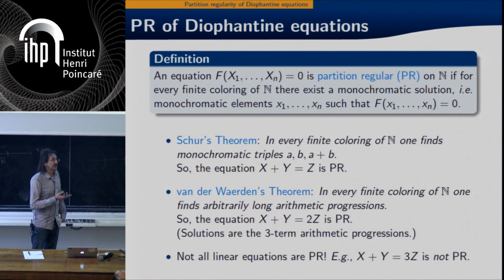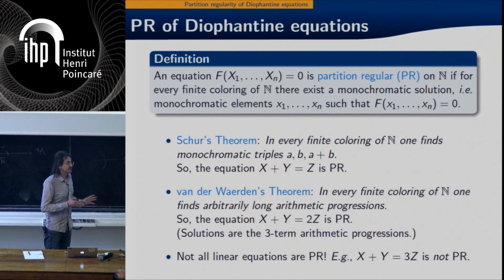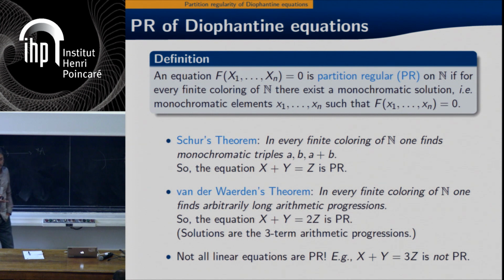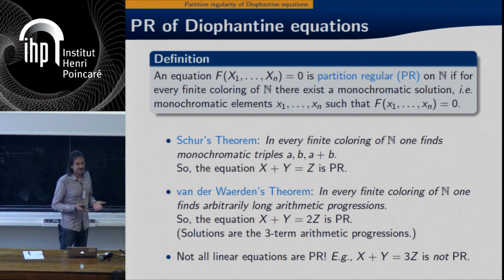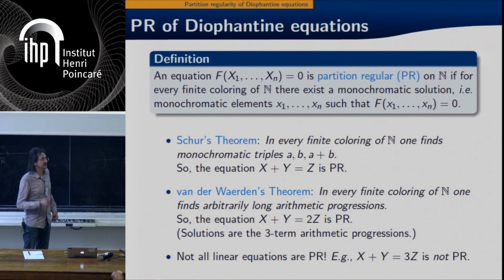Now, by using another important theorem, van der Waerden's theorem, stating that in any finite coloring one finds arbitrarily long monochromatic arithmetic progressions, and by just reducing to consider the three-term arithmetic progression, one finds that the corresponding equation is partition regular. Of course, the point is that not all linear equations are partition regular. There are easy examples.